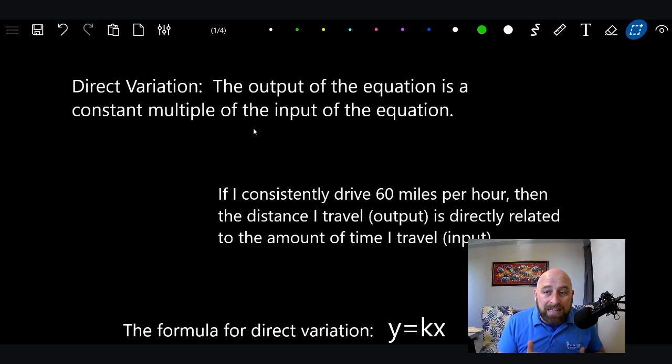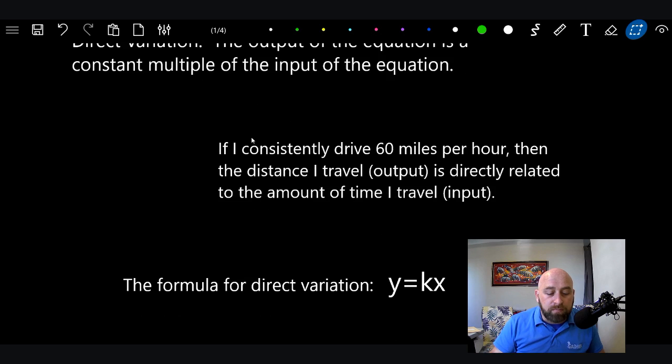That is called the constant. So when you have one of these, you have a number you're putting in, that number is being multiplied by a constant, and then you have something coming out. Let's look at this example. If I consistently drive 60 miles per hour, then the distance I travel, or the output, is directly related to the amount of time that I travel, or the input. How many hours, how many minutes, whatever it is, do I input into the driving? So how long am I sitting there driving my car?